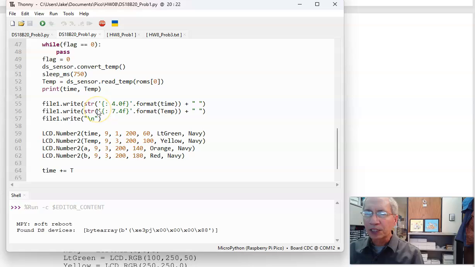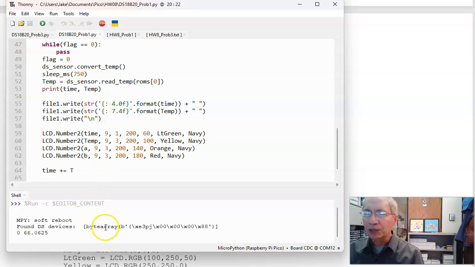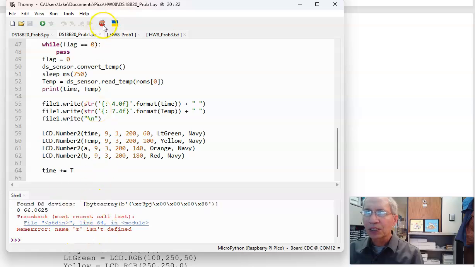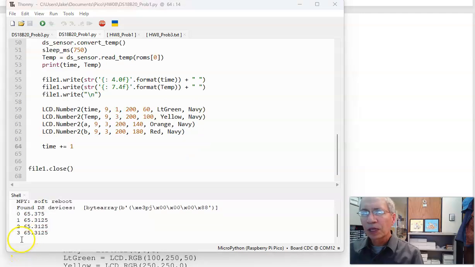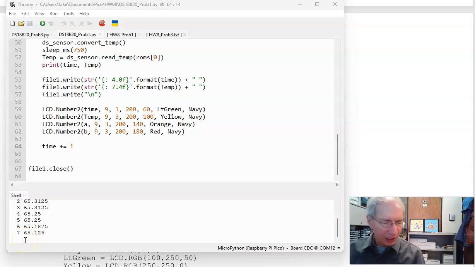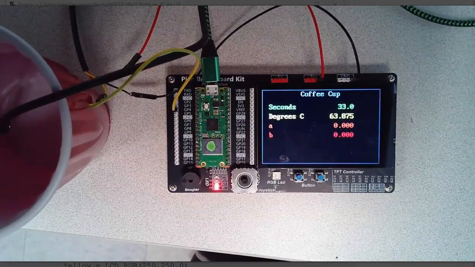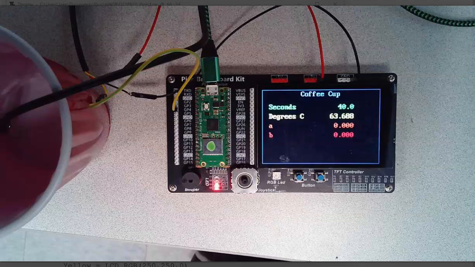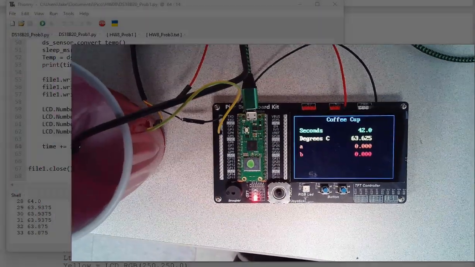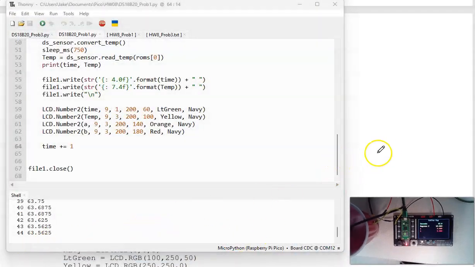So here's what that looks like. It found the temperature sensor. Here is the reading, temperature in degrees Celsius, and that'll go on for 100 readings. And here's what that looks like on the display. I am displaying the time in seconds and the current reading in degrees Celsius. Currently these constants are going to be used later on. They're not being calculated. Okay, so that seems to be working.